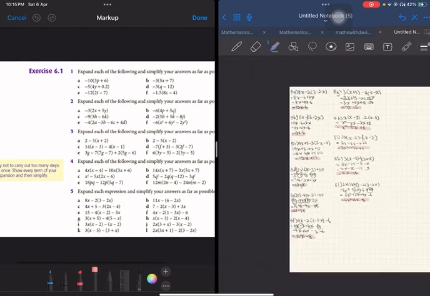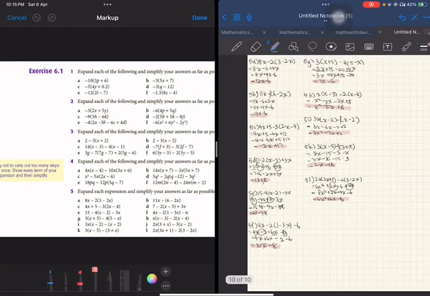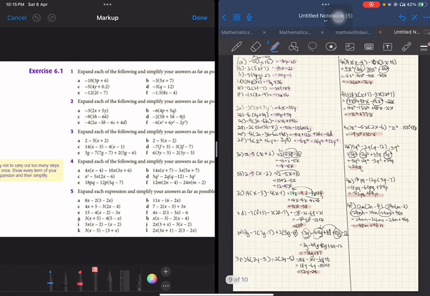and the last question of exercise 6.1 in the maths coursebook. Okay, so thank you for listening, and I hope you understood how to expand the brackets and simplify the expressions. Thank you.